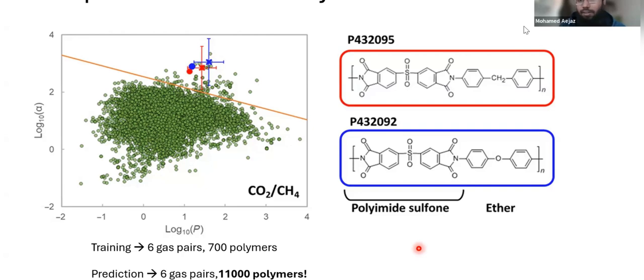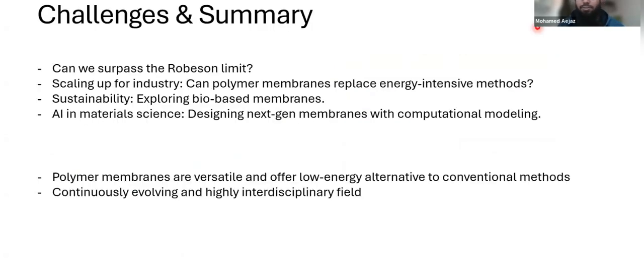Now this is my last slide. There are open questions, as in any scientific problem. The question is, can we surpass the Robeson limit? The answer is yes and no, both, depending on what you do. The Robeson limit is this line that you saw in the gas transport curve, right? And this is really nice. It works on a lab scale. You could synthesize, characterize and everything.